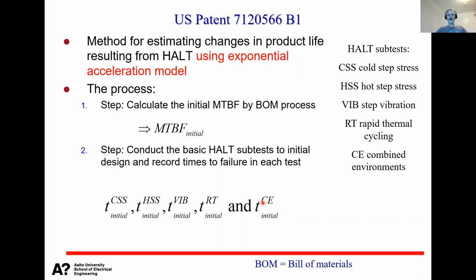This is slightly different than what was originally proposed, because there the idea was that in the step stress test, when you encounter a failure, you correct it and start again. But now you go through these 5 steps and do not do any corrective actions and just record the times to failure for each test. Okay, that's the first step. And now you have basically 5 numbers indicating the failure times in each of the 5 tests.